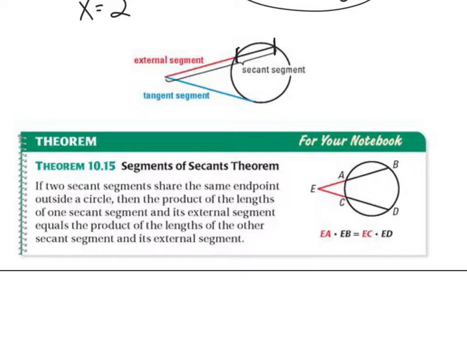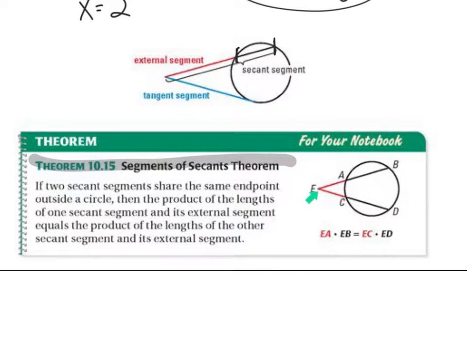Okay, so if we have Theorem 10.15, if two secants share the same endpoint, so in this case E, outside of the circle, then the product of the lengths of one secant segment and its external segment equals the product of the lengths of the other secant segment and its external segment. So let's break that down into layman's terms.